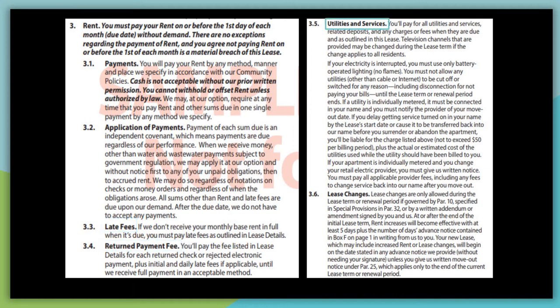Under Utilities and Services, you will find information about how utilities and services are handled, and your responsibilities in regard to utility and services use and fees. We will cover lease changes later.